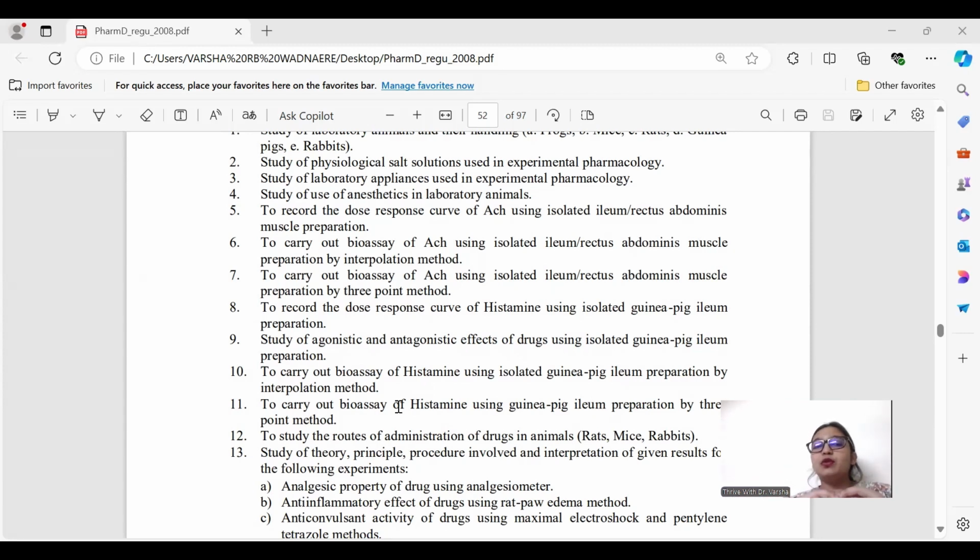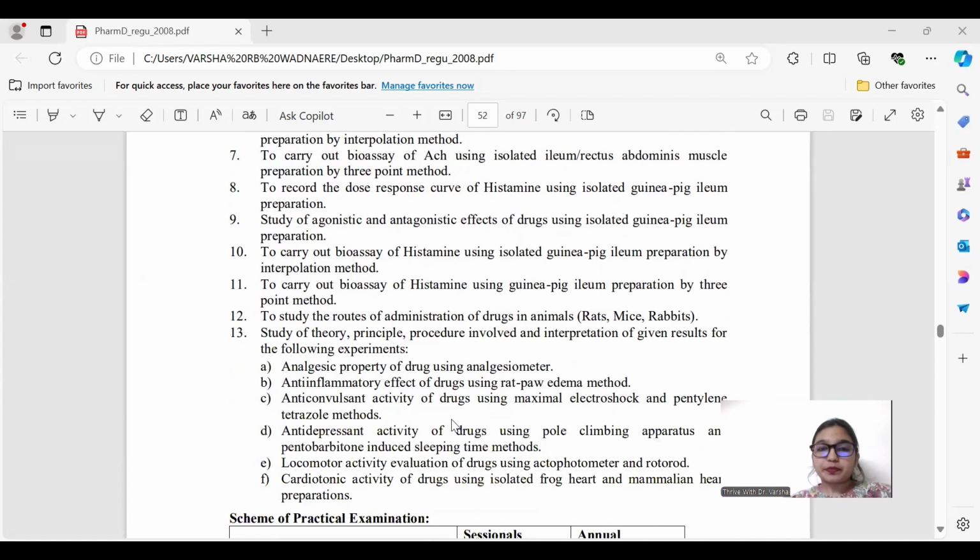if you just get this line that you have to perform this experiment during your exam, at that time you should not get confused about whether this is the procedure or that is the procedure. So write such differentiating points.